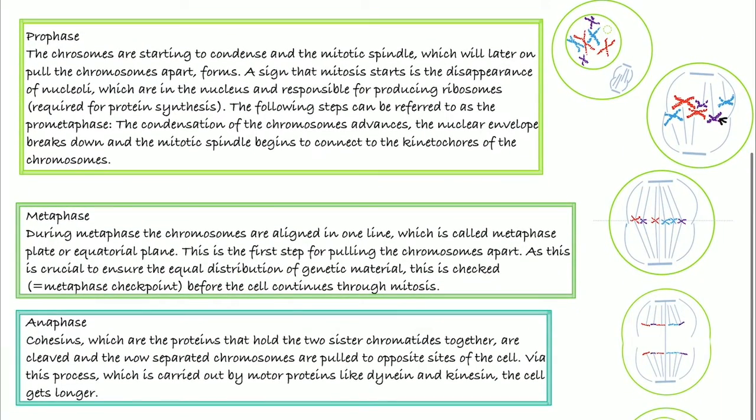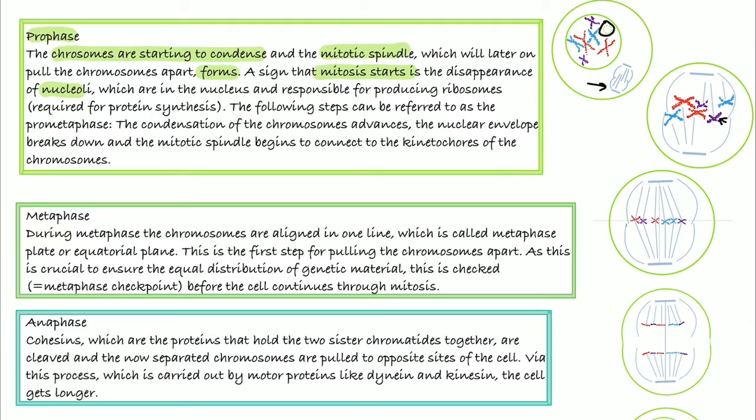So in prophase, the chromosomes, so the DNA, are starting to condense, and the mitotic spindle, which is then responsible for pulling the chromosomes apart, forms. Nucleoli, which are responsible for producing ribosomes, so the protein factories within our cells, disappear, and this is a sign that mitosis starts.